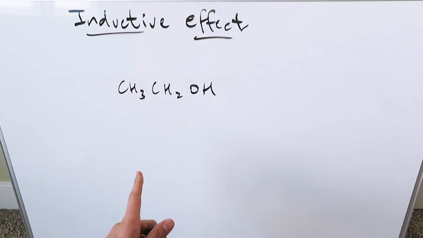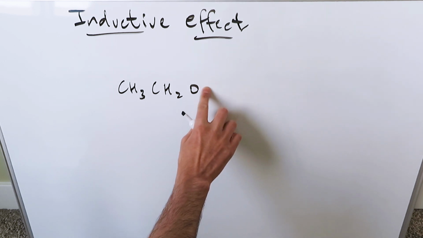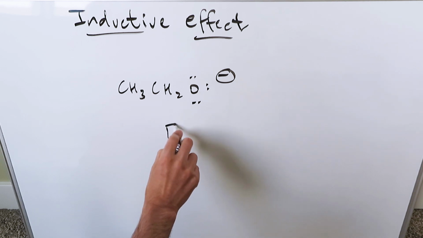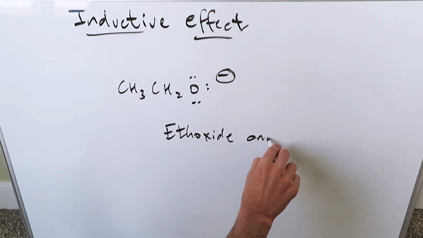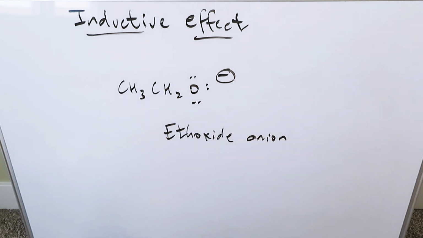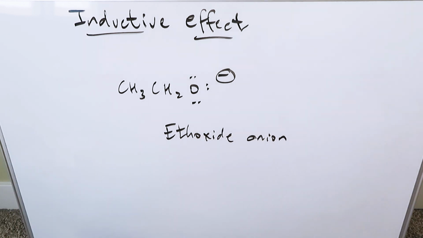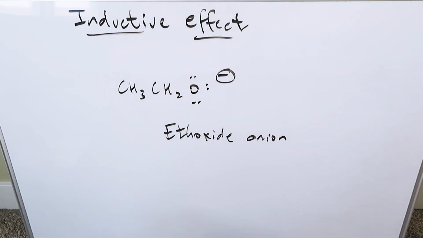Look over here, ethanol, CH3CH2OH. If you were to deprotonate this, you know what you would end up with? An ethoxide anion, and I'll write it out for you. It's the ethoxide anion. You have taken the ethanol, you have deprotonated it. Now you have an oxygen here bearing a negative charge. This represents a charge excess. You have a high charge density on that oxygen. Inductive effect can help you predict the strength with regards to this type of compound.